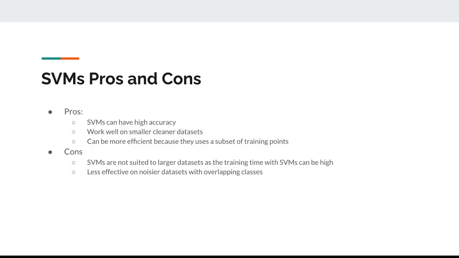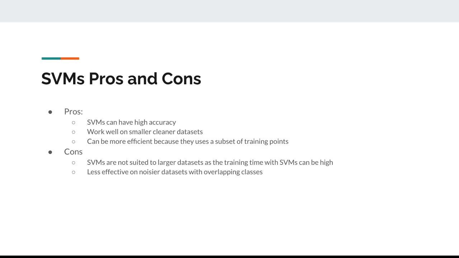So moving on to finishing off the lecture with the pros and cons. Now that we have a better understanding of what SVMs are, some of the pros that we could have figured out are that SVMs can have a pretty high accuracy since we're making a large distinction between multiple classes. They can work well on smaller datasets that are cleaner, and what we mean by cleaner is that there won't be as many outliers. Also, SVMs can be more efficient since they use just a subset of training points.